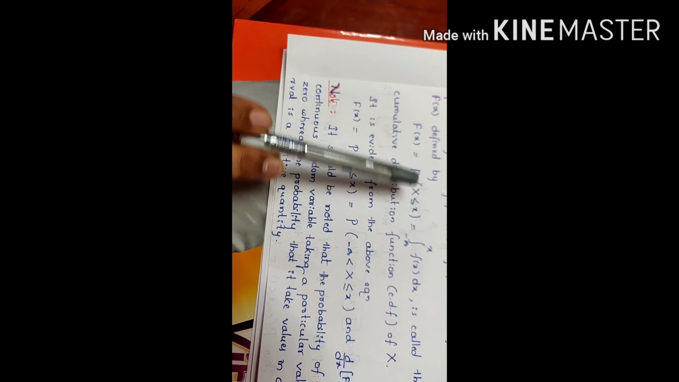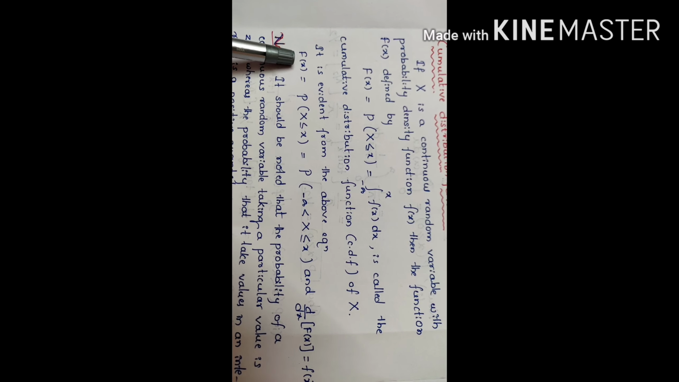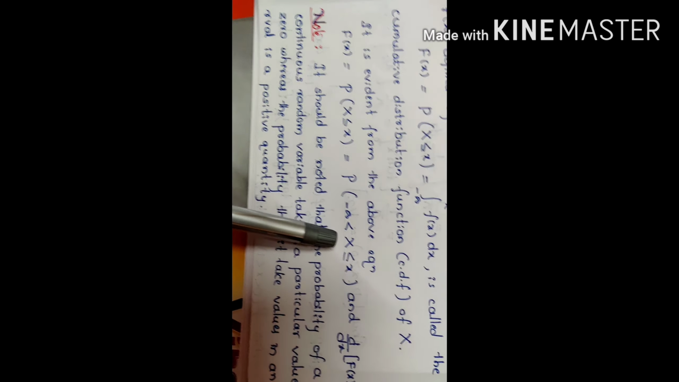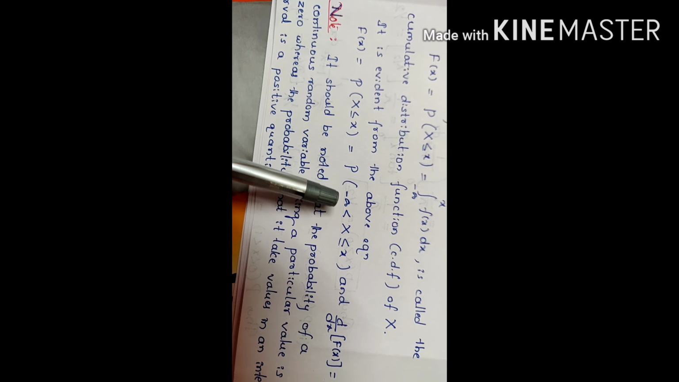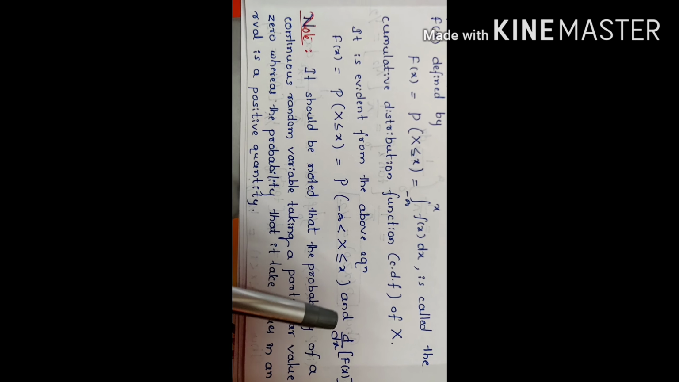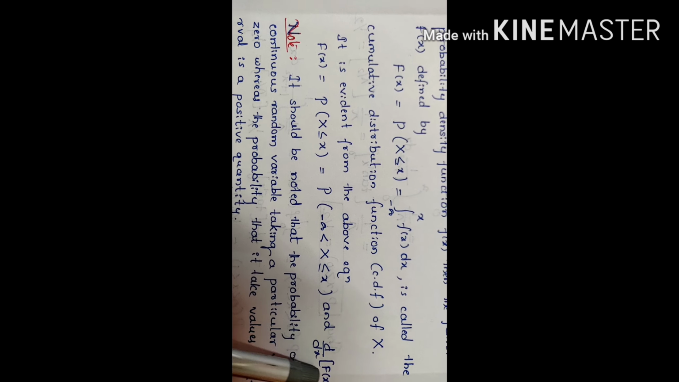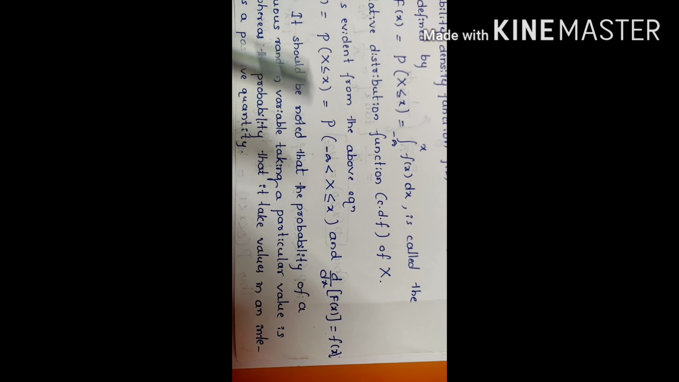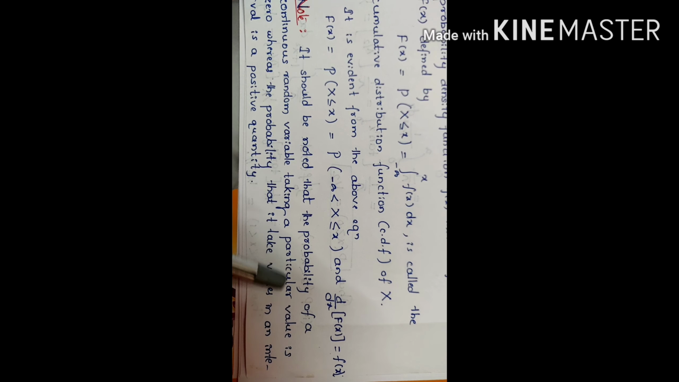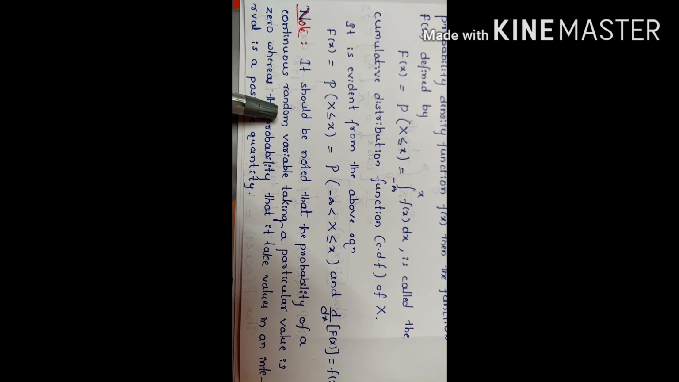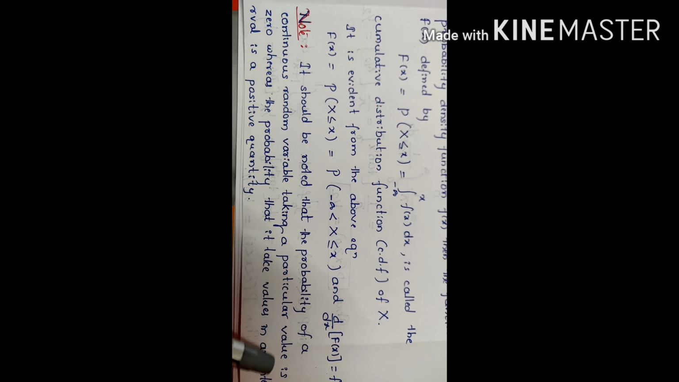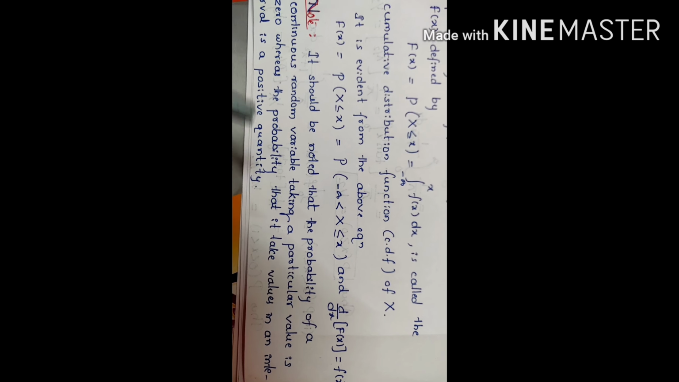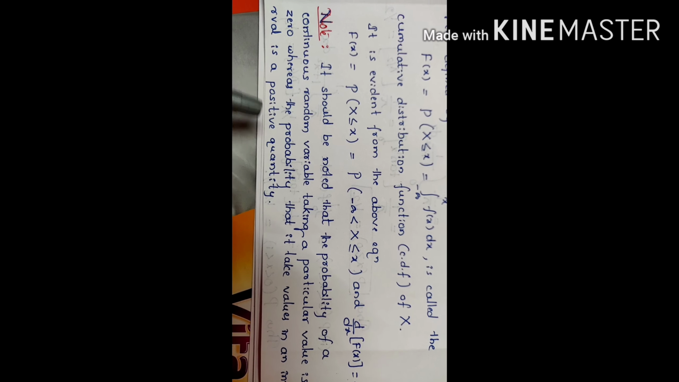So it is clear from the above equation that this cumulative distribution function capital F of x is equal to the probability of the random variable X lying between minus infinity and x, and the derivative of this cumulative function is always the PDF, that is f of x. It should be noted that the probability of a continuous random variable taking a particular value is 0, whereas the probability that it takes values in an interval is always a positive quantity.